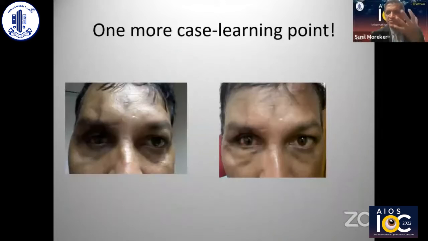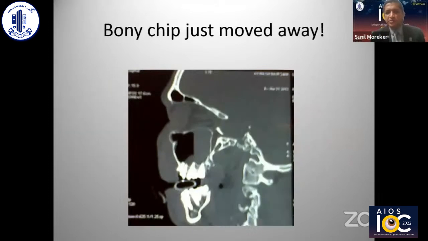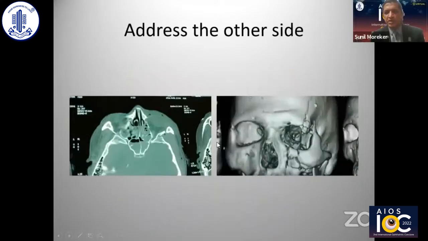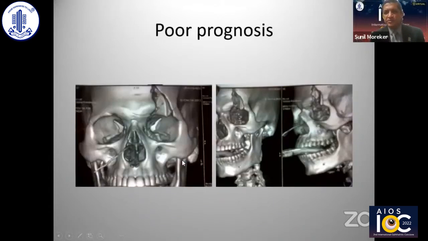You also look at cases where there is a depression of the bone, so you might have to do a distraction osteotomy. Maxillofacial surgeons, you can do the distraction osteotomy like an Ilizarov and bring the bone out. Sometimes you might just have to push the bony chip away. Sometimes address the other side. So these are things that you do in management.